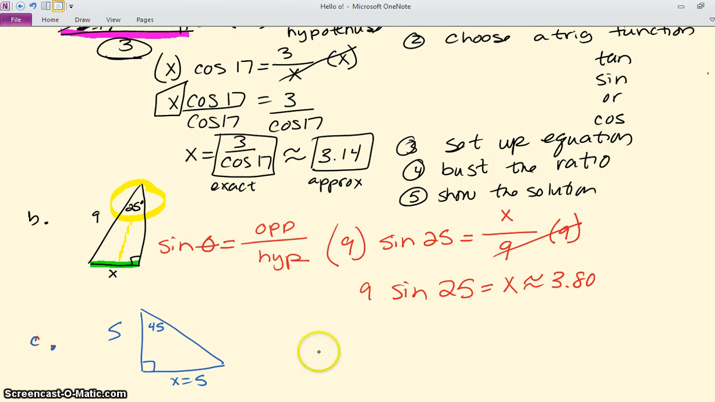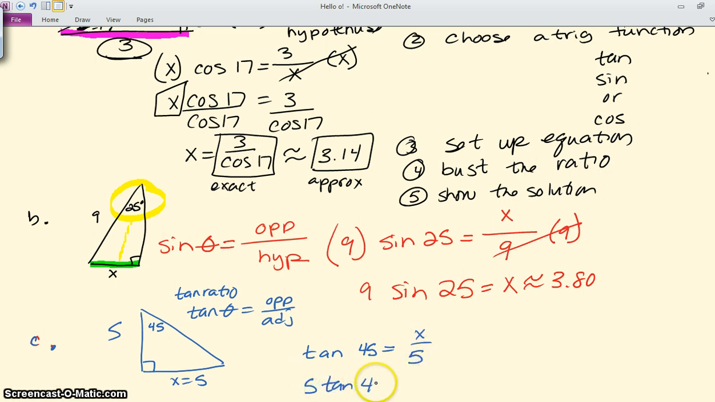Now, yes, I know that x is 5, but let's justify that. Tangent 45 equals, and remember the tangent ratio? Tangent theta is opposite over adjacent. So tangent of 45 is x over 5. 5 times the tangent of 45 is exactly equal to x, which is exactly equal to 5 because this value right here, tangent of 45, we know that's a 1-to-1 ratio, so it equals 1. But push those buttons anyway, just to make sure your calculator's in the correct mode.